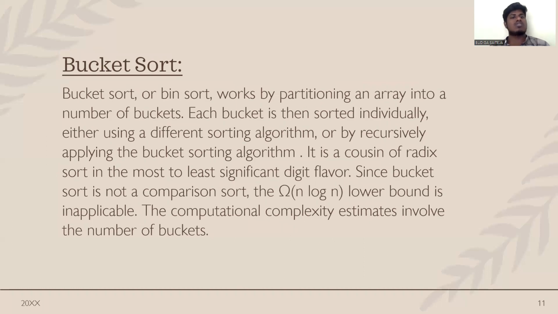Another one is the bucket sort or bin sort. It works by partitioning an array into a number of buckets. Each bucket is then sorted individually, either using a different sorting algorithm or by recursively applying the bucket sort or bin sort algorithm. It is a cousin of radix sort in the most to least significant digit flavor.